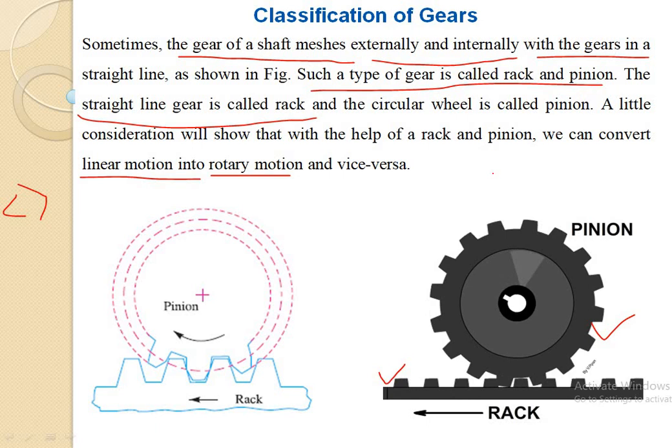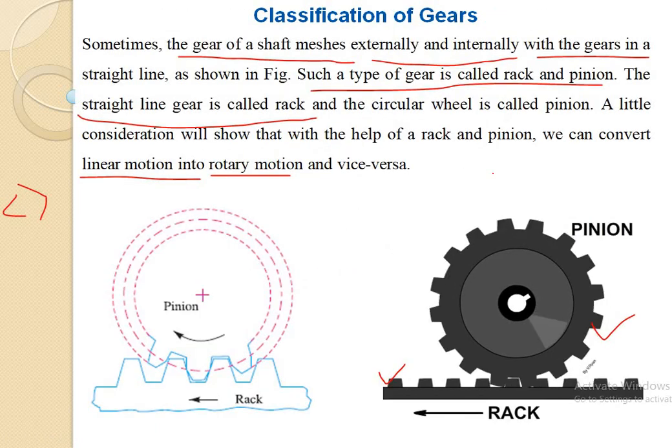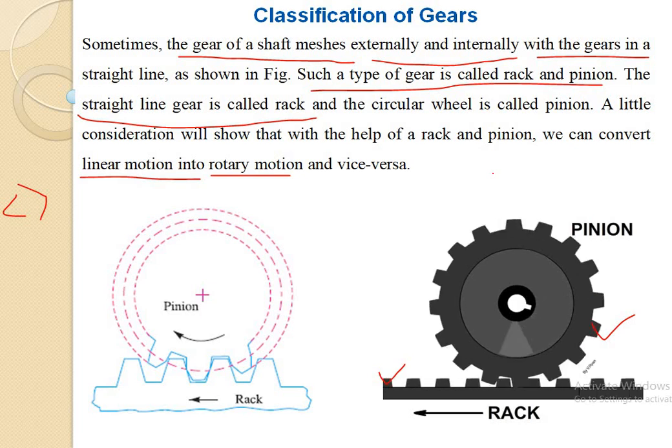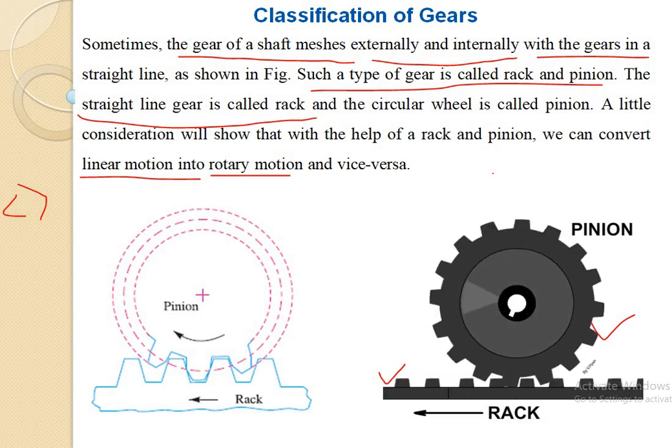So this is the third subtype of engagement of gearing, how the gears are engaged externally, internally, and if one gear is straight line and one is circular, it can mesh externally as well as internally.